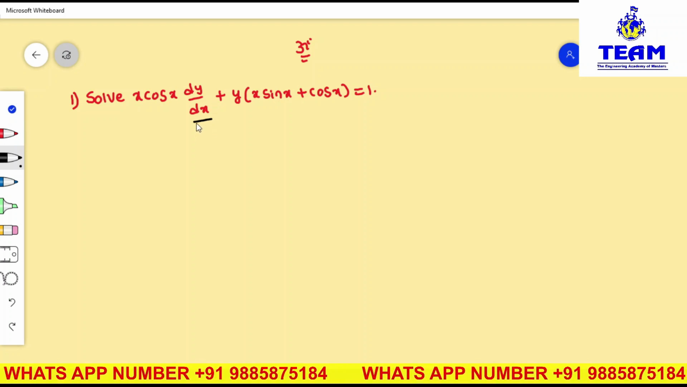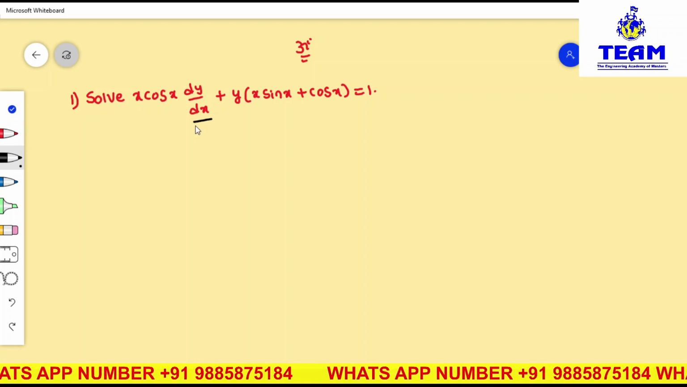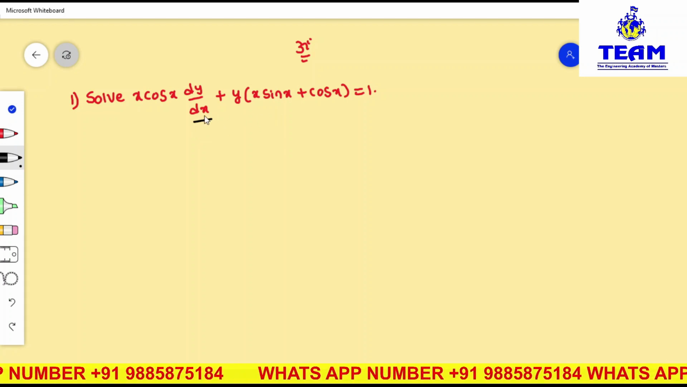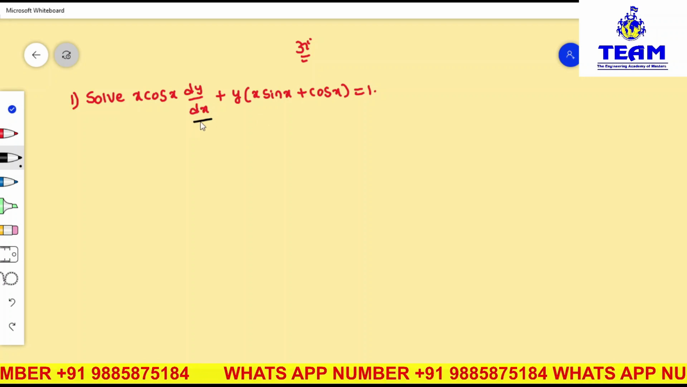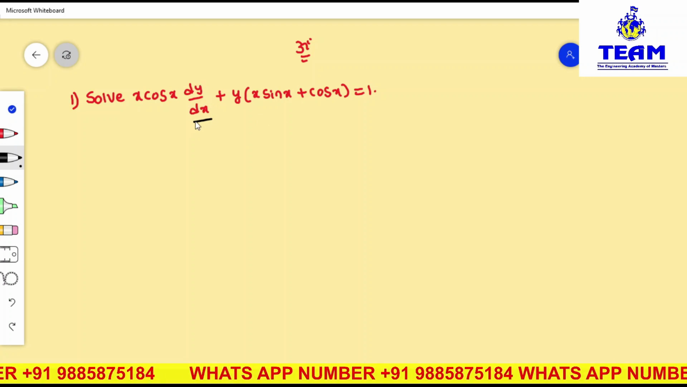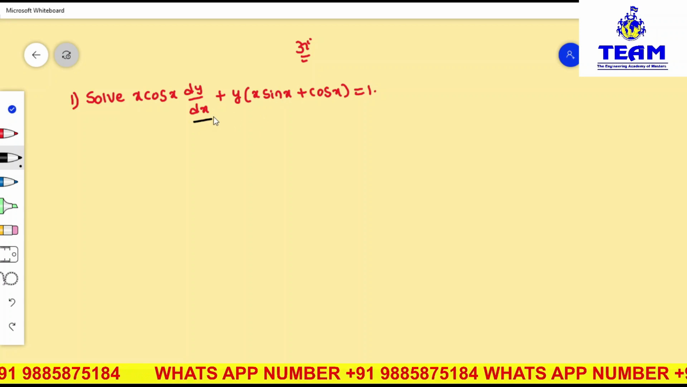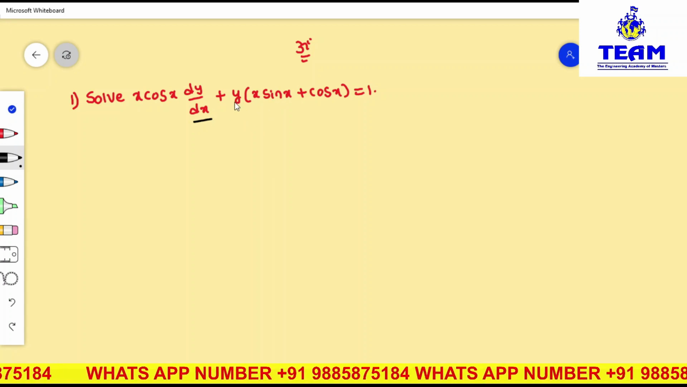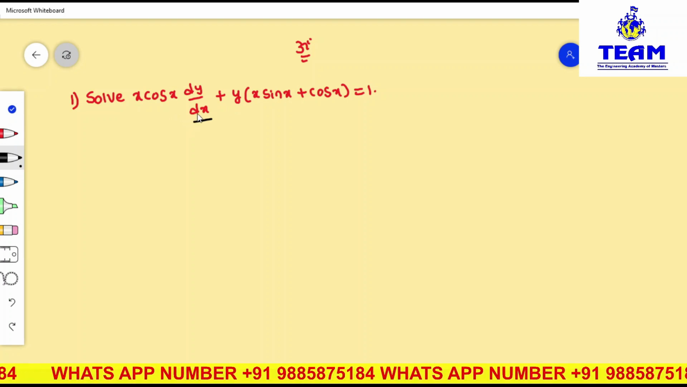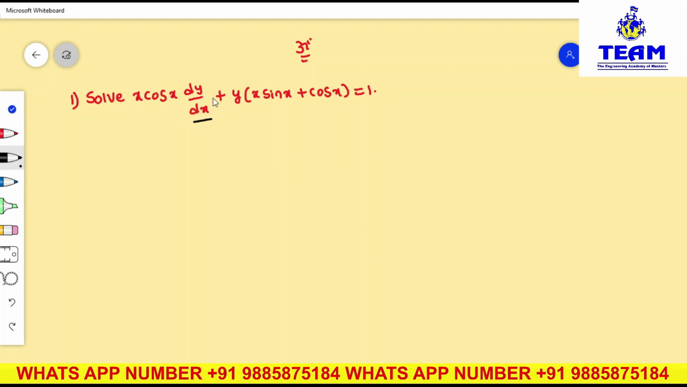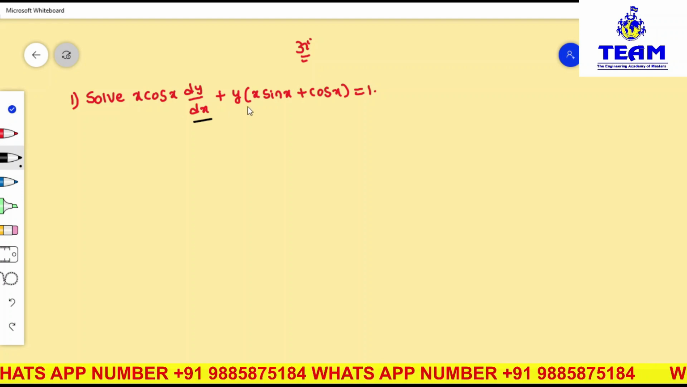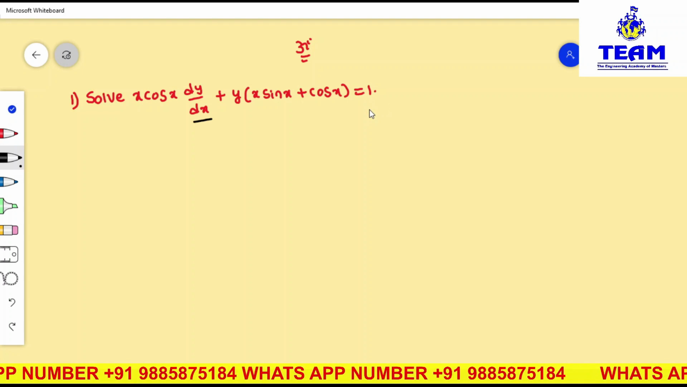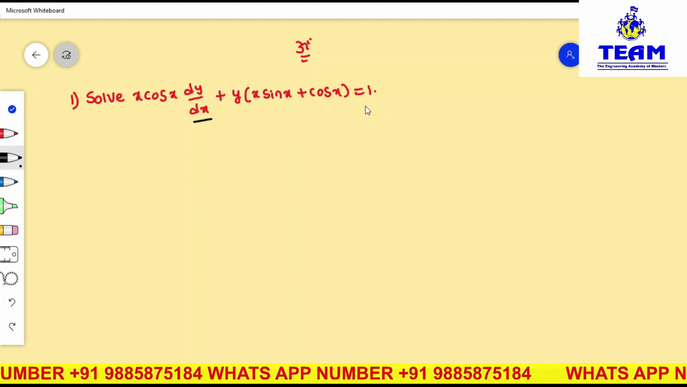We have different methods to solve a first order, first degree differential equation. The first method is variable separable. In the variable separable method, dx and dy should be in the numerator. If dx is on the right side, then y goes to the left side, meaning dx and x terms are on one side, and dy and y terms are on the other. But if y goes to the left side and also the right side, that is 1 by y, so you cannot apply the variable separable method.